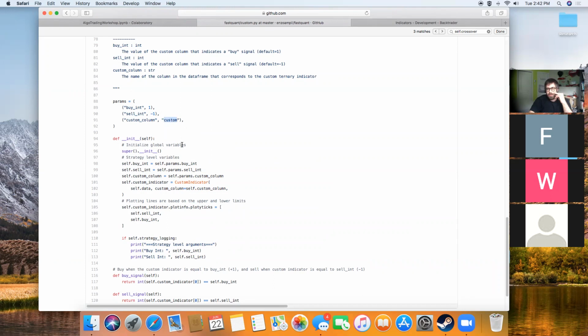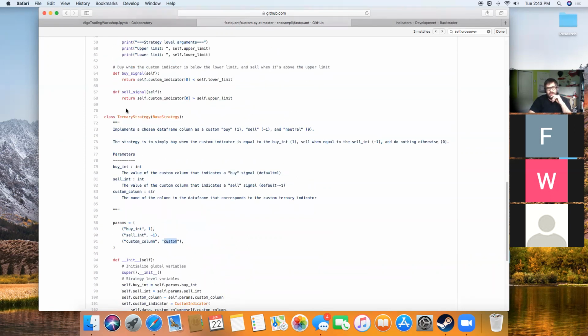But for now, when we build our data frame, we're going to create a new column in our data frame and just call it custom and put the classes in it, whether we want to buy, sell, or hold, and just use this strategy instead of customizing a strategy ourselves.